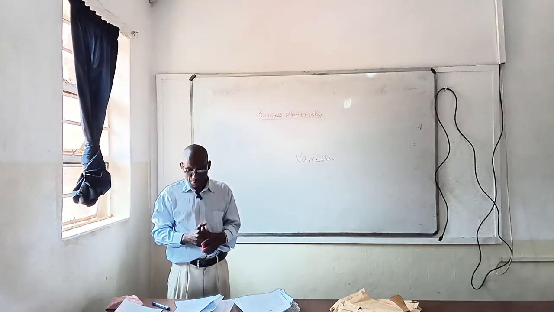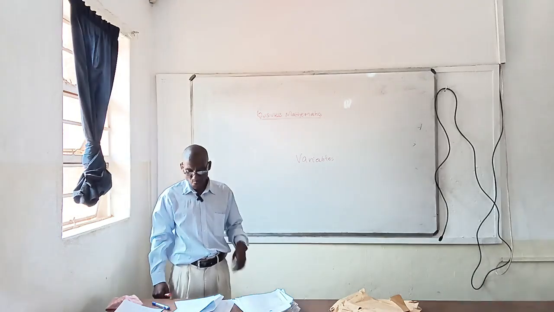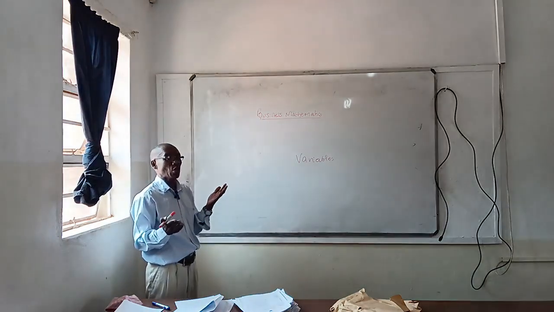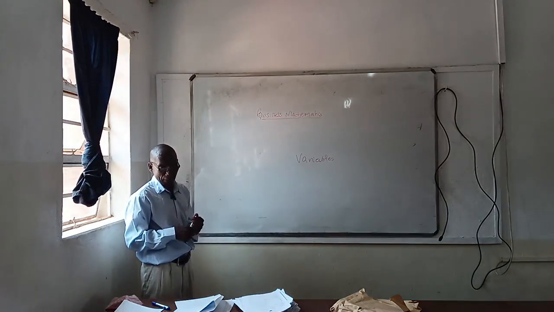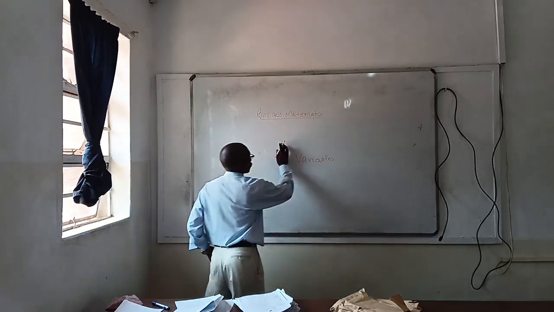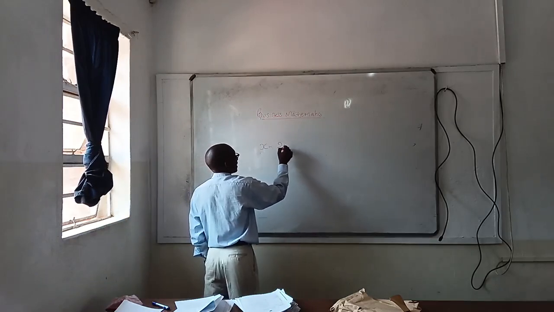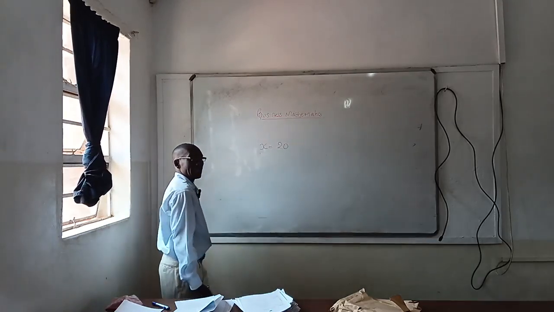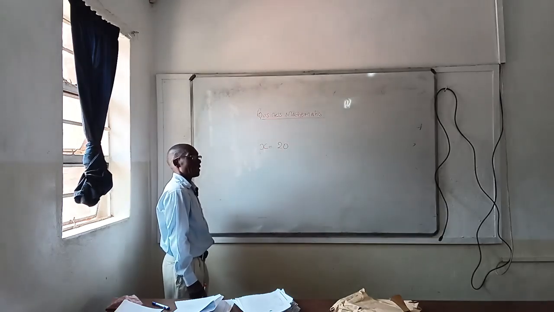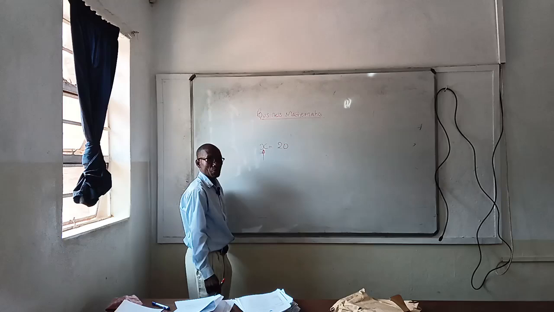Alright? In other words, an equation is just a statement of equality. You are trying to make something equal. An example is this. When you say x is equal to 20, this is an equation. A variable is this, it's your variable. Alright?